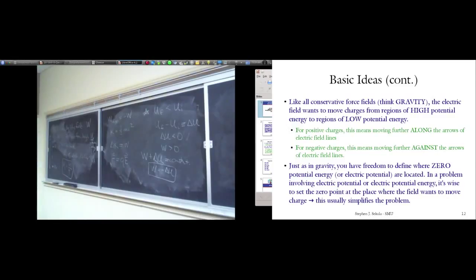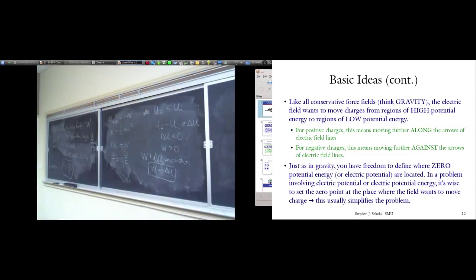Like gravity, the electric field wants to move things from regions of higher potential energy to regions of lower potential energy, absent any other forces in the system. So for positive charges, this means, just like in this picture, that the electric field wants to move you from the top of the board to the bottom of the board. But if you're a negative charge, your region of lower potential is actually at the top of the board. So if you start near the bottom, that electric field will move you up.